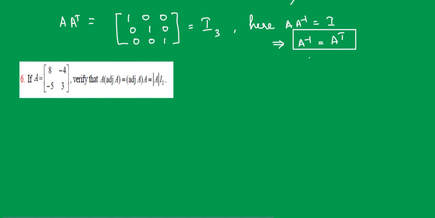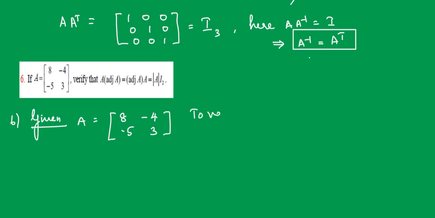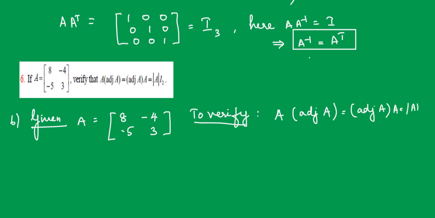Question number 6. Given A is equal to [8, minus 4; minus 5, 3]. We are asked to verify A into adjoint of A is equal to adjoint of A into A is equal to determinant of A into I2.